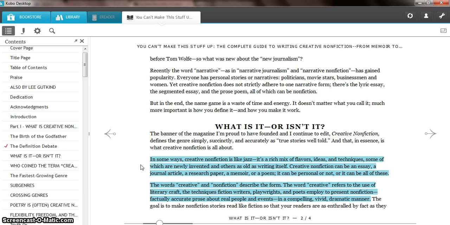The words creative and nonfiction describe the form. The word creative refers to the use of literary craft, the techniques fiction writers, playwrights, and poets employ to present nonfiction: factually accurate prose about real people and events in a compelling, vivid, dramatic manner. So here we have that idea of it being real and accurate, and that creative isn't embellishing the writing at all, but rather that it comes with how you write the real events. And I think that's more of the true definition from an English department standpoint. So we'll go back to the PowerPoint.